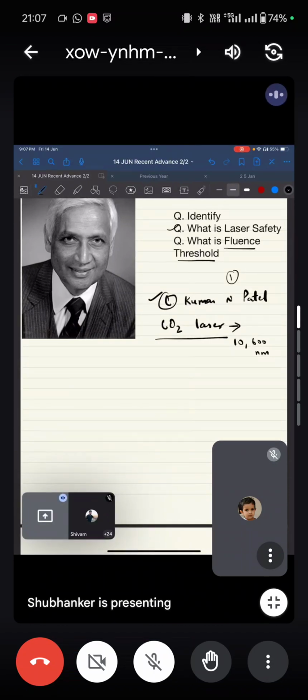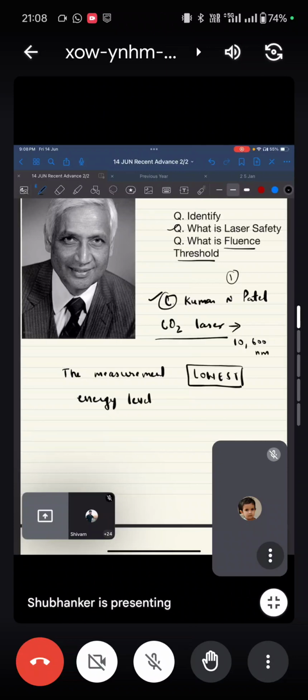Now, what is this fluence threshold? Okay, so this fluence threshold is basically a measurement. Every laser has some sort of energy, right? So this fluence threshold measures the lowest energy level. You have to note this word, lowest energy level of the laser, which is required so that it starts vaporizing the tissue. So basically, this tells us about the potency or how strong a laser is.